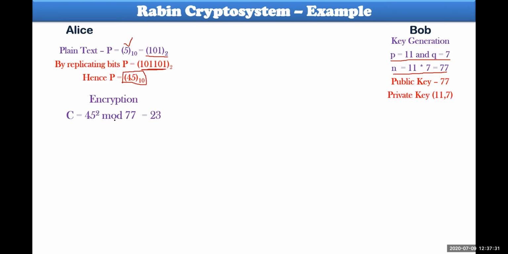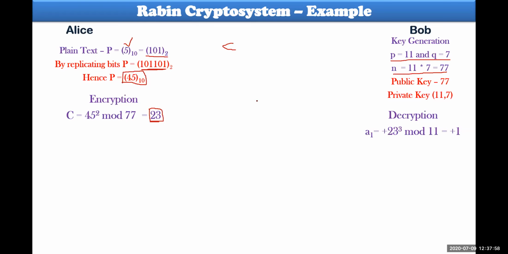45 squared, modular division of 77, will give you 23. Now the ciphertext will be 23, and 23 has been sent to Bob. Bob has received 23, and what he did here is, first, 23 cubed, modular division of, why this one, 23 cubed. Here, C to the power.